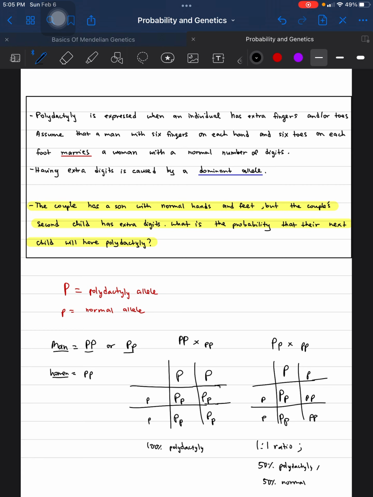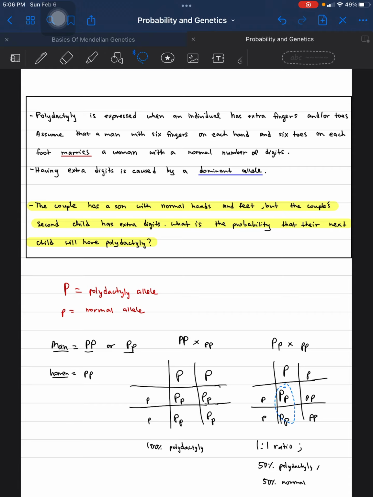So when we look at what the question's asking, it says that the couple has a son with normal hands and feet, but the couple's second child has extra digits. What is the probability that their next child will have polydactyly? Since the couple had children that are both normal and children that have polydactyly, we can assume that the genotype of the father is heterozygous, since in the heterozygous cross, we have both normal offspring and offspring with the affected allele.